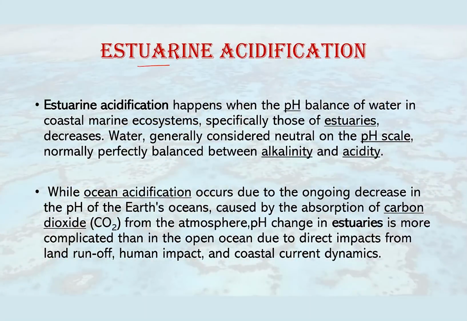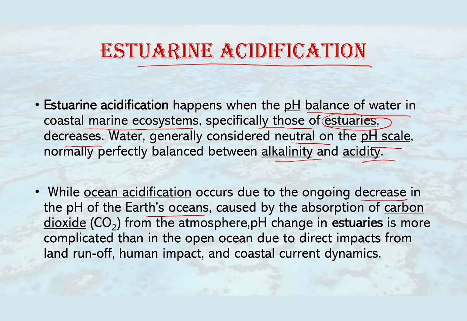So now talking about estuarine acidification. See, estuarine acidification happens when the pH balance of water in a coastal marine ecosystem, specifically those of estuaries, decreases. Water is generally considered neutral on the pH scale, normally perfectly balanced between alkalinity and acidity. While ocean acidification occurs due to the ongoing decrease in the pH of Earth's ocean, because the oceans are ultimately absorbing carbon dioxide from the atmosphere.